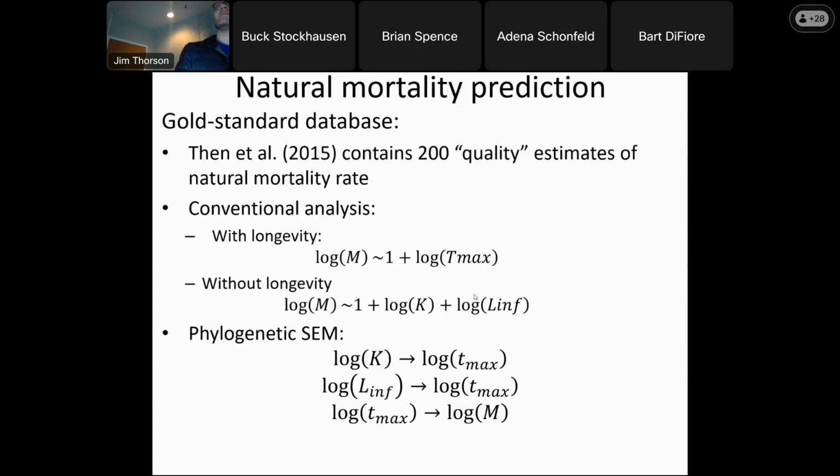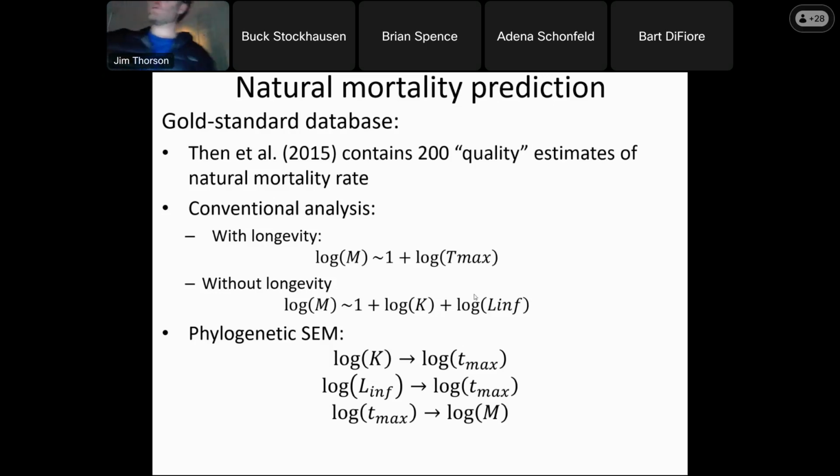So again, Then et al., with John Hoenig, published this mortality prediction based on longevity or growth parameters, and it's used in stock assessments worldwide. Conventionally, we do this kind of high quality one where we predict M based on longevity. And then there's this fallback if you don't have longevity information, to predict it from growth parameters, and that's shown there. And for instance, Jason Cope and Owen Hamel have published back and forth with Then and Hoenig about different variants on this.